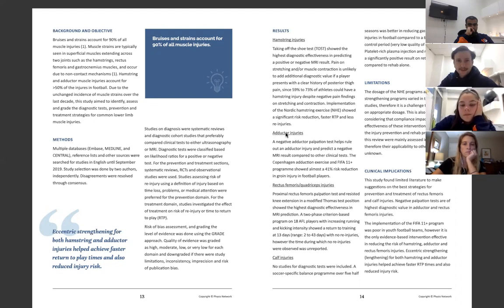Going into adductor injuries. So a negative adductor palpation test helps rule out an adductor injury and predict a negative MRI result compared to other clinical tests. So palpating is a strong clinical test. The Copenhagen adductor exercise and the FIFA 11 Plus program showed an almost 40% risk reduction in groin injury in footy players. So that's pretty big.